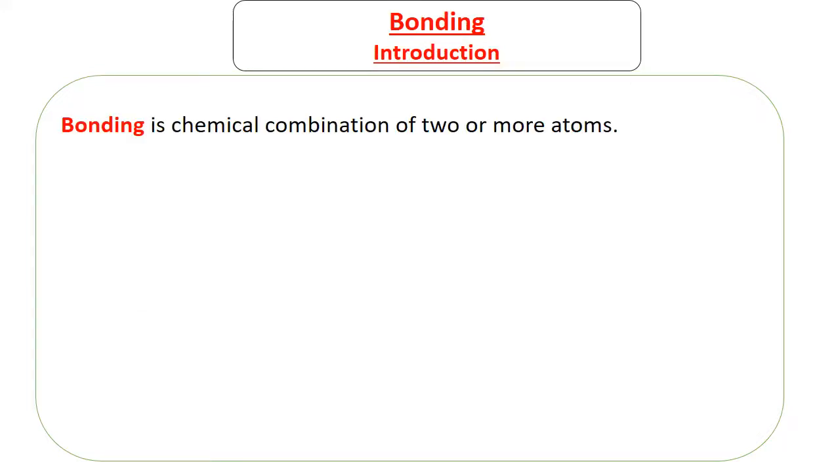So what is bonding? Bonding is just a chemical combination of two or more atoms. When two or more atoms combine chemically, they are said to form a bond.